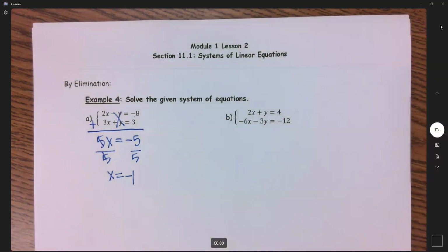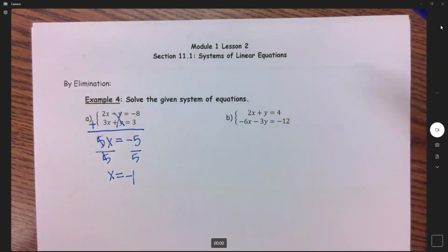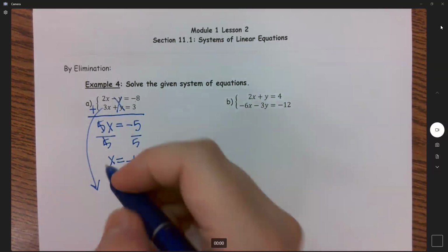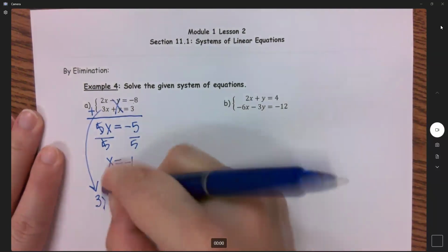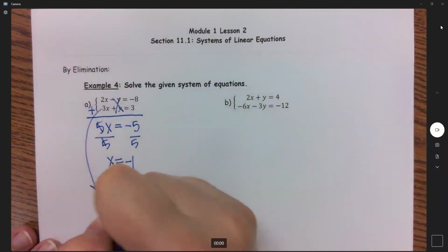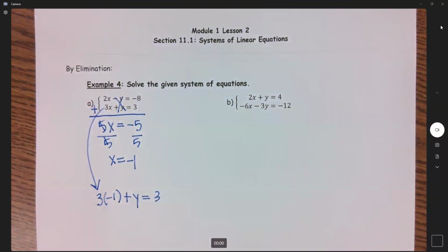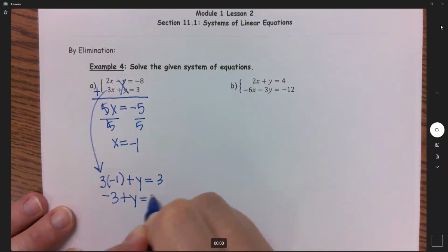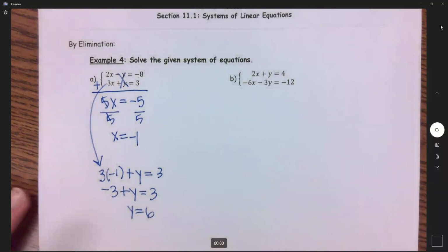Now we will substitute that back in to get our y because this is only half of our answer. So you can substitute this into the top one or into the bottom one. It does not matter. I'm going to go into the bottom one simply because it has all positive variables. So now that bottom one will be 3x, but my x is -1. So we've got 3 times -1, and then bring down the rest. Plus y equals 3. So this gives me -3 plus y equals 3. Add that 3 over, and we get y equals 6.